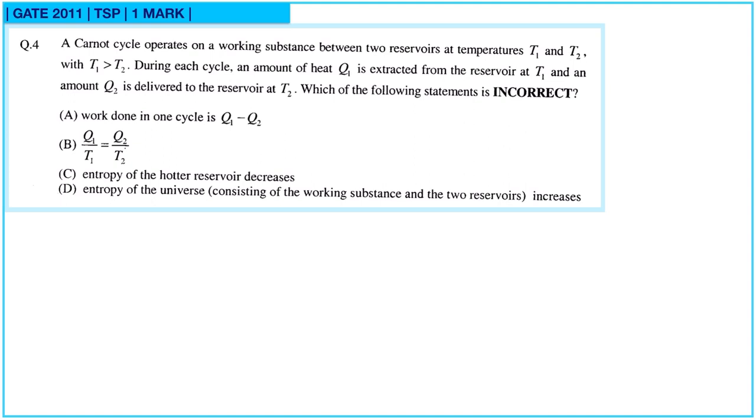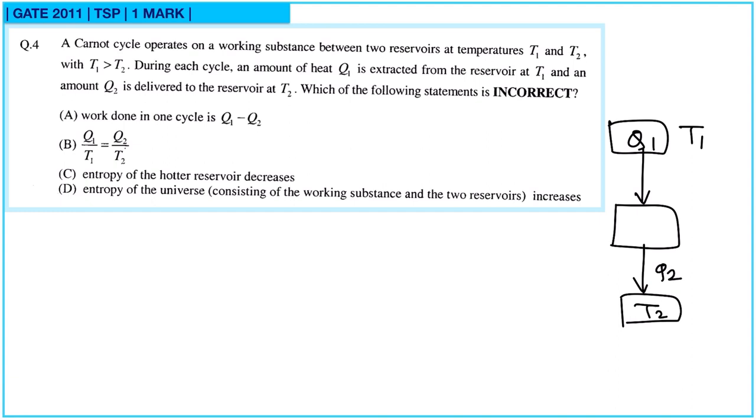Now work done in one cycle is Q1 minus Q2. So this is our working substance. This is reservoir at temperature T1. Heat Q1 is transferred here. Heat Q2 is rejected, and this is at temperature T2, and this is the work done. So work done is difference between Q1 minus Q2. So this statement is correct. Also Q1 by T1 is equal to Q2 by T2 for Carnot cycle.